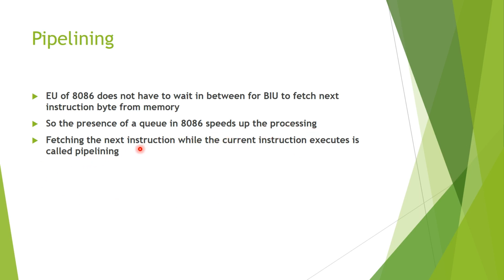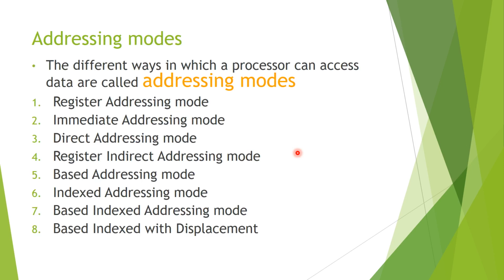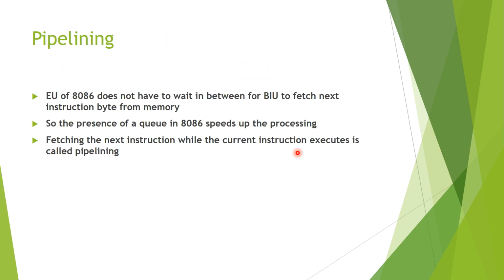ठीक। सो द फैचिंग ऑफ द नेक्स्ट इंस्ट्रक्शन वाइल द करंट इंस्ट्रक्शन एग्जीक्यूट इज कॉल्ड द पाइप लाइनिंग, है ना, कि एक पाइप जैसी हमारी इंस्ट्रक्शन क्यू है, उसमें हमने इंस्ट्रक्शंस को फैच करके पहले से ही स्टोर कर दिया है। तो फैचिंग ऑफ द नेक्स्ट इंस्ट्रक्शन वाइल करंट इंस्ट्रक्शन इज एग्जीक्यूटिंग इज कॉल्ड द पाइप लाइनिंग। सो 8086 माइक्रोप्रोसेसर is used on this concept। ठीक है। So this is the whole architecture of 8086 microprocessor.